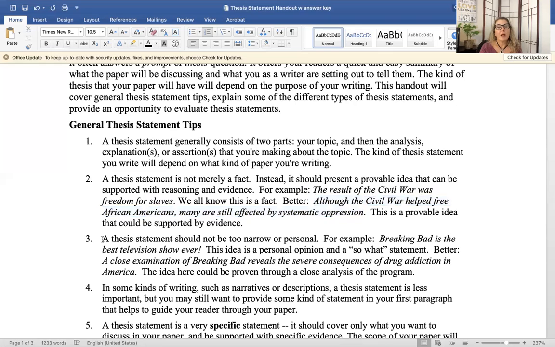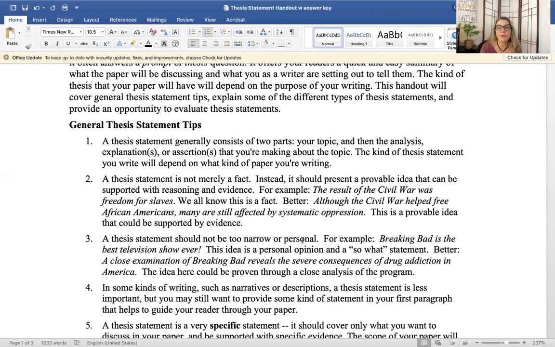All right, number three, a thesis statement should not be too narrow or personal, okay? And what I mean by this is we all have opinions and we have preferences, biases. You don't want that personal feeling to spill into your writing, at least this kind of writing, the college essay, because you want to keep a more objective, reader-friendly tone, okay? And you have to remember the reader is not you. The reader is not inside of your head.